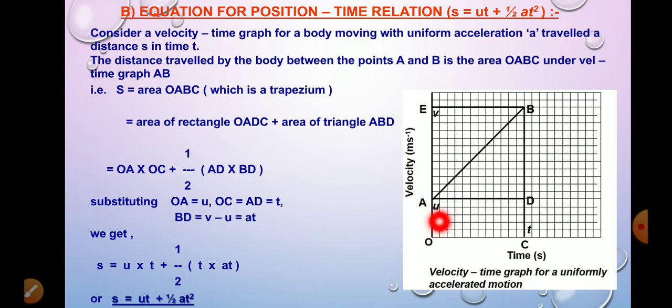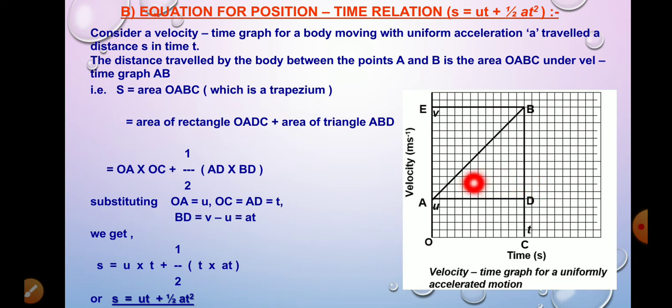OA is equal to U, the initial velocity U. OC is time t and AD is also equal to t. So OC equals AD equals t. And BD is equal to the change in velocity, that is V minus U.